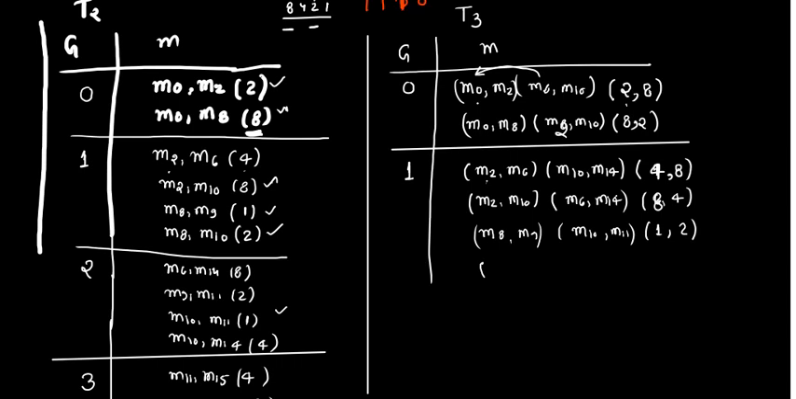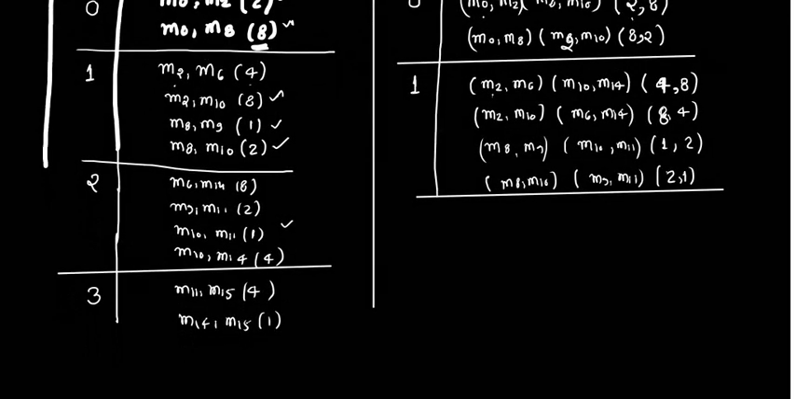M8, M10 with M9, M11. It will be like M8, M10, M9, M11. 2 comma 1. Correct. So we are done with group 1. We have taken care of all the possibilities. We have exhausted all the possibilities. Next is group number 2.